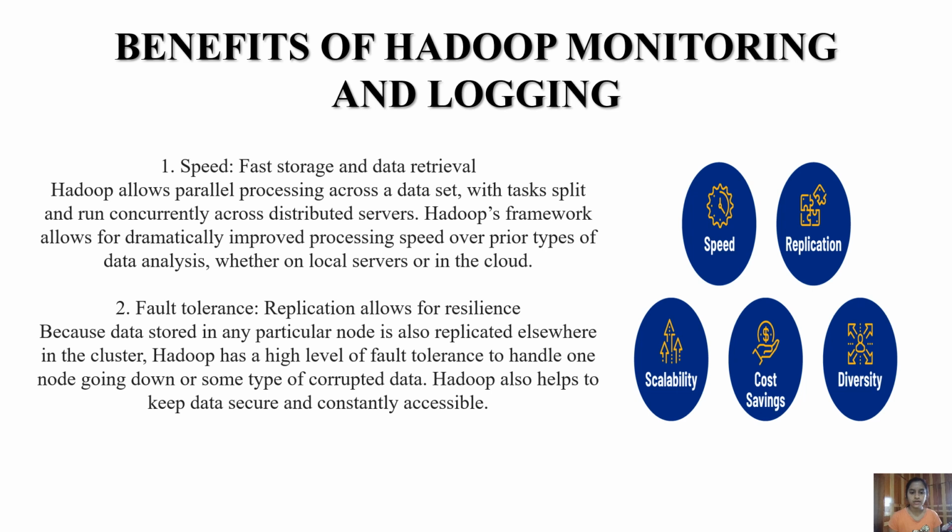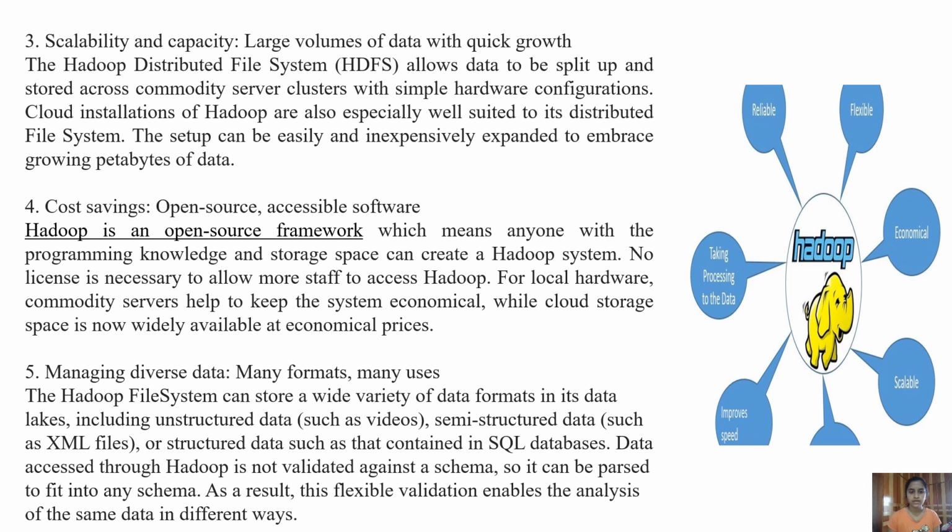The second one is fault tolerance. Replication allows for resilience because data stored in any particular node is also replicated elsewhere in the cluster. Hadoop has a high level of fault tolerance to handle one node going down or some type of corrupted data. Hadoop also helps to keep data secure and constantly accessible.